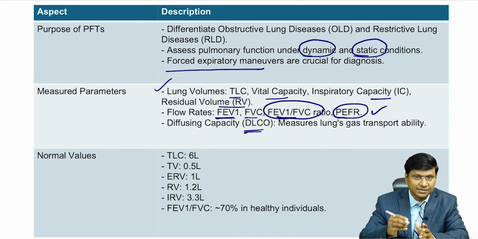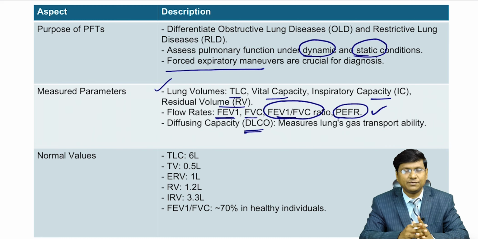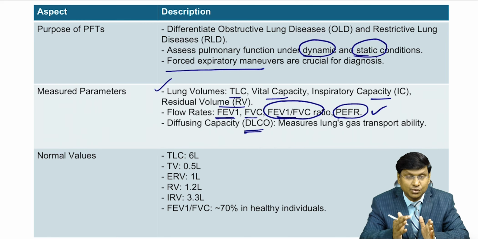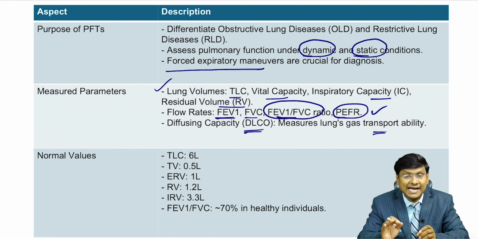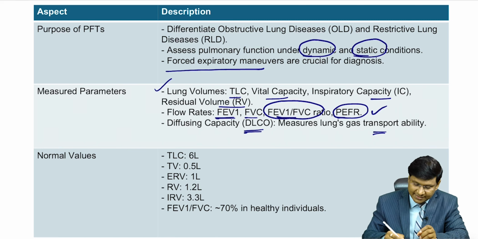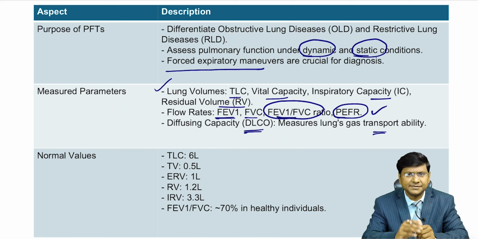Next important is the DLCO, that is diffusion capacity of the lung for carbon monoxide. We use carbon monoxide to assess the diffusion capacity, and it helps us tell how the diffusion capacity is within the lung. That is the DLCO. This measures the lung's gas transport capability, which is nothing but the diffusion capacity.